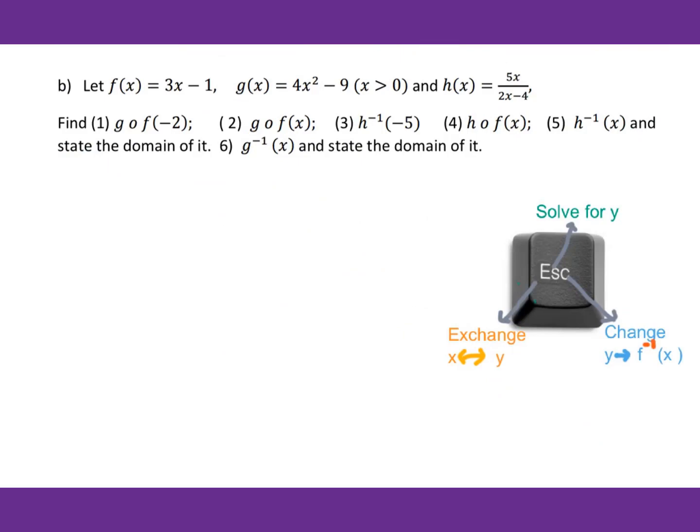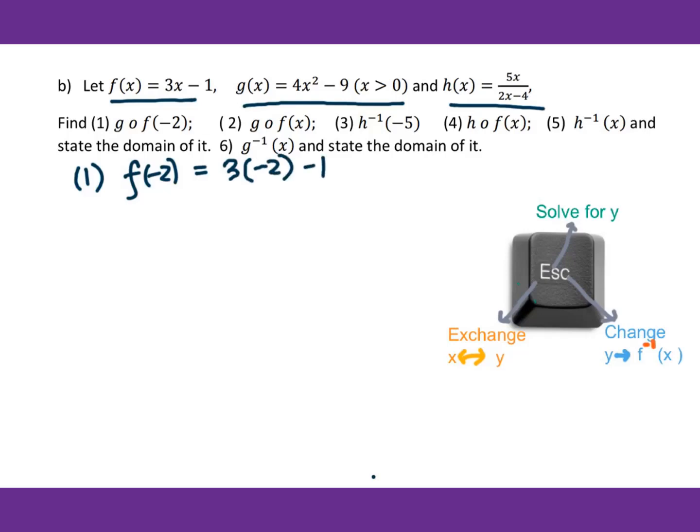For b, let f of x equal a linear function, g of x equal a quadratic function, h of x equal a rational function. Find g of f of -2. For number 1, since this is a composite function, we do inside first, f of -2. For f function, every single x turn into -2, so we get 3 times -2 minus 1. We get -6 minus 1 equals -7.